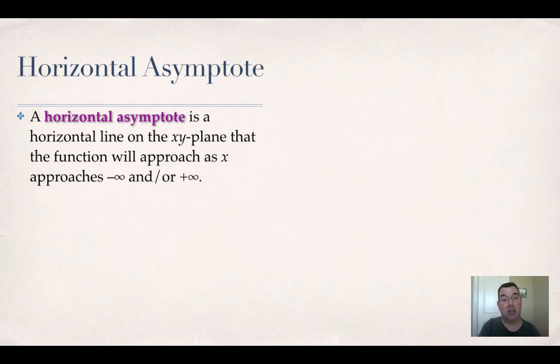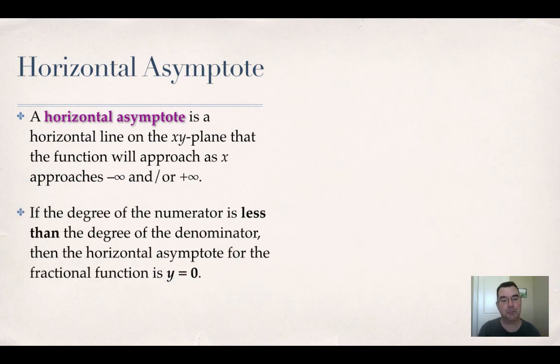So if anyone says you can't cross a horizontal asymptote, that's not necessarily true. Some functions don't cross it, but some functions do. All it tells you is end behavior. So to figure out what the horizontal asymptote actually is, if the degree of the numerator is less than the degree of the denominator, then this function will have a horizontal asymptote of y equals 0.